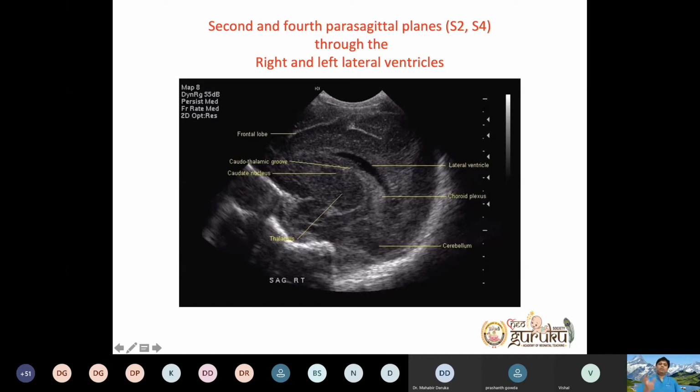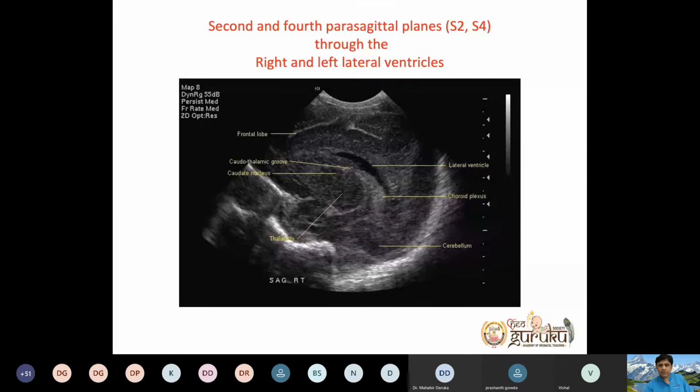Another rule of ultrasound is to always confirm any abnormal finding in two planes. If you are seeing a bleed from the anterior fontanelle, try to see from the posterior fontanelle whether the clot is there in the occipital region or not. That's how the supplementary window will give you an accurate understanding of the abnormal pathology you have found in your ultrasound. So always confirm your finding in two planes.